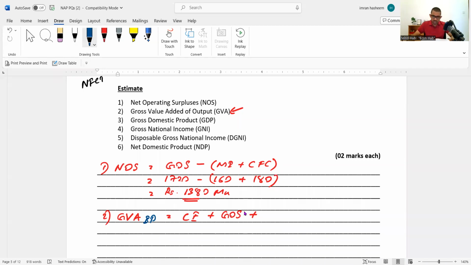Don't write this. This is just for your understanding. The 4 sources of primary income: compensation of employees, operating surplus, mixed income, net tax on production. Okay, 4 sources of primary income. Out of that, compensation of employees is taken. GOS has 2 things: operating surplus, and MI, mixed income, is also included here. Then the only thing left is now taxes.